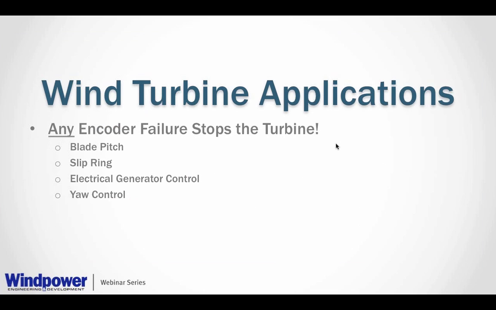Probably one of the most critical things about encoders in a wind turbine is there is no redundancy. If any one encoder fails, you can stop the turbine. Blade pitch, slip ring, electrical generator controls, yaw controls, just about anything there is not a redundant system. And so that's why we're really focused on trying to help you reduce wind turbine encoder failures, because we know for every single encoder failure, you've got a wind turbine failure. You've got a generator sitting out there worth millions of dollars that the customer is expecting to be generating electricity from, and they're not getting that expected return on investment.